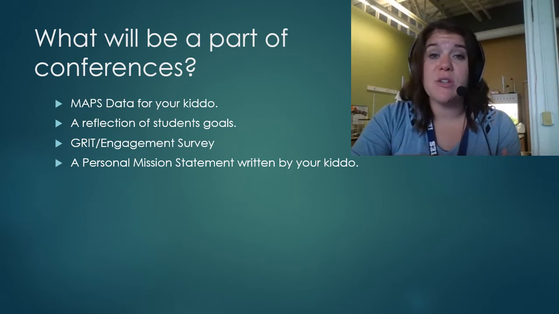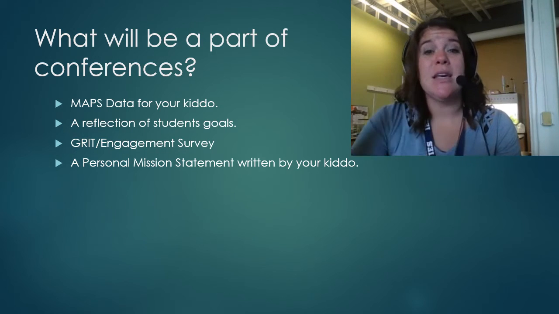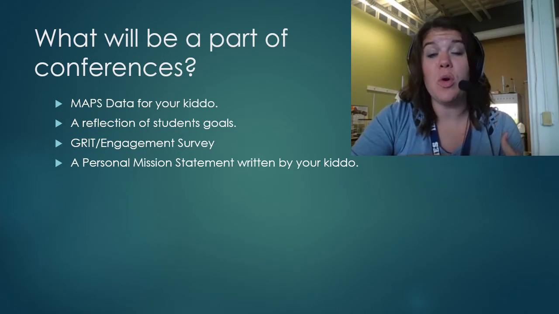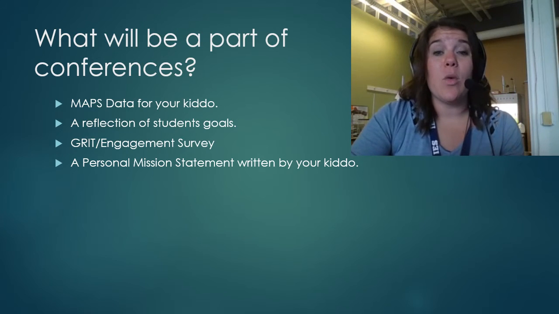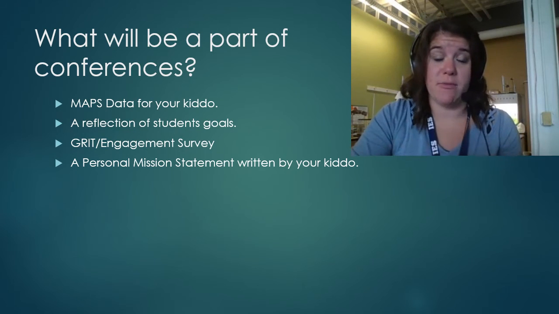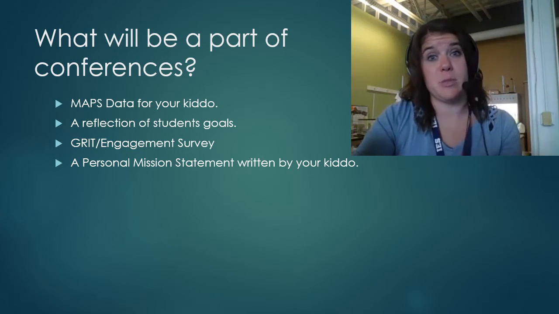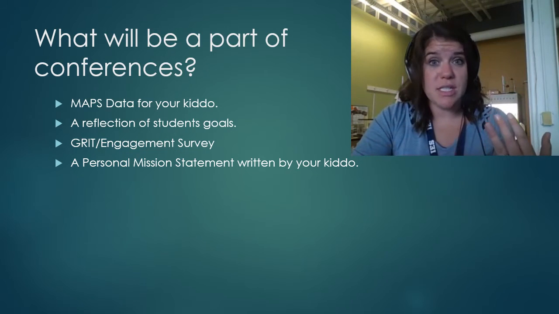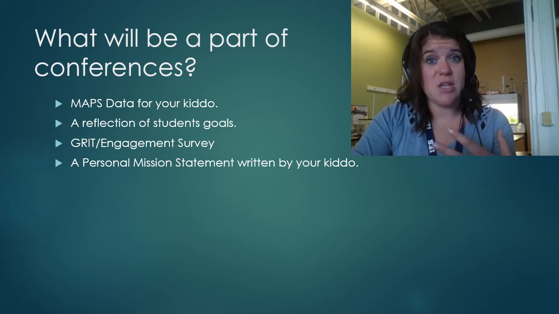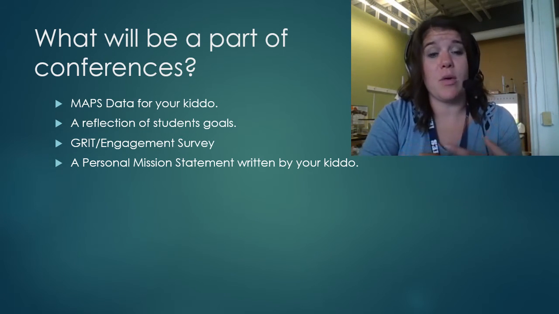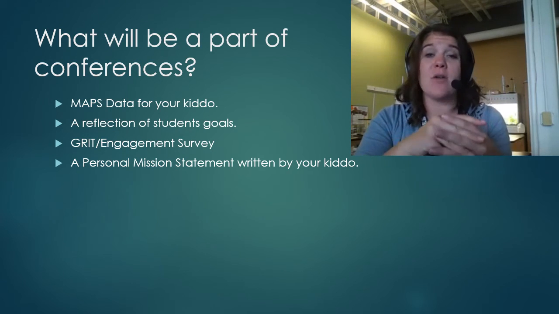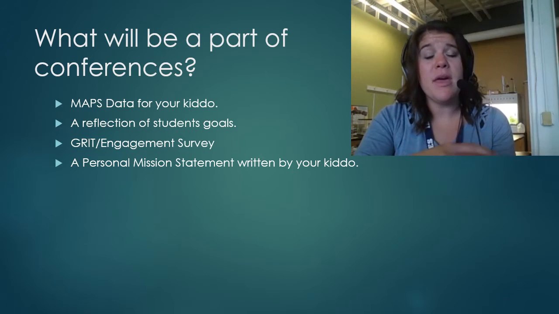We're going to do a reflection of the student goals that were set in the fall and then how we've progressed through them and maybe even what new goals need to be set now. We are going to all bring a grit and engagement survey about your child to the conferences, and we're going to compare the three different perspectives that are at the table. Students are going to take the grit and engagement survey based on how they feel about themselves. Parents, you're going to take the grit and engagement survey based on how you feel about your kiddo, and we're going to take it for your kiddo as well, and all have that housed in the individualized learning plan notebook and talk about it together.